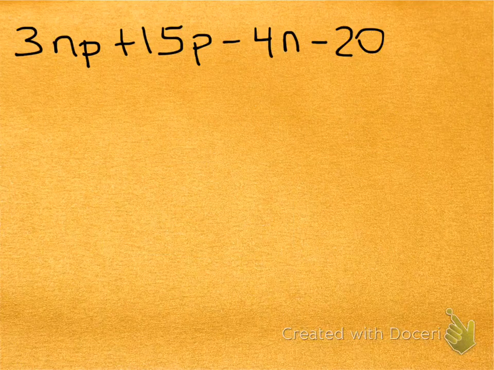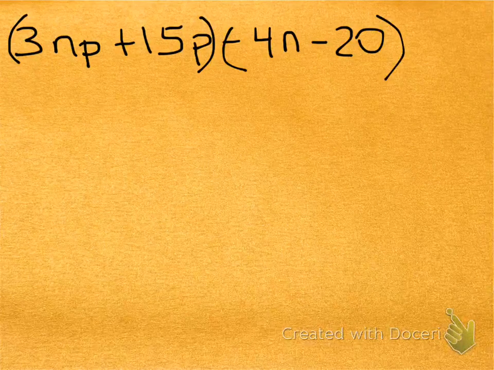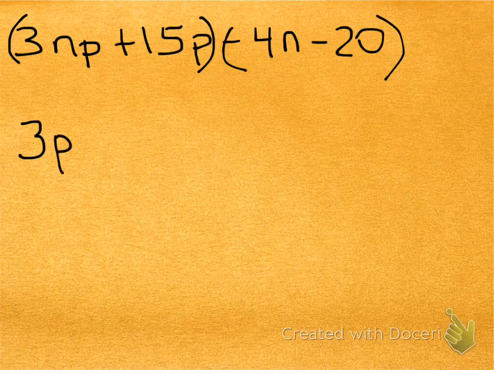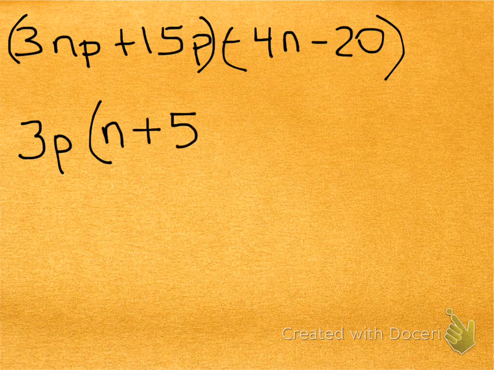Here's another where we can factor by grouping. We take the first two terms and the second two terms and group them. They have in common a 3 for the first two terms and a p. So that means the n is left over for the first term. If we divide 15 by 3, that's 5. And we took the p out, so we're going to just leave it as n plus 5. And then for the next grouping, they have a negative 4 in common, so we're going to take that out.